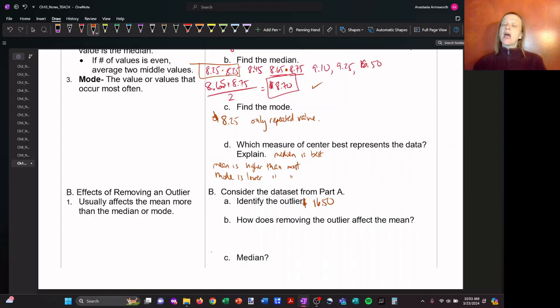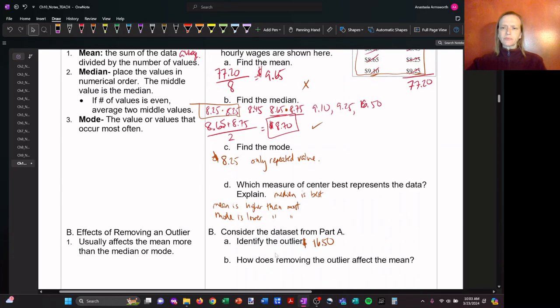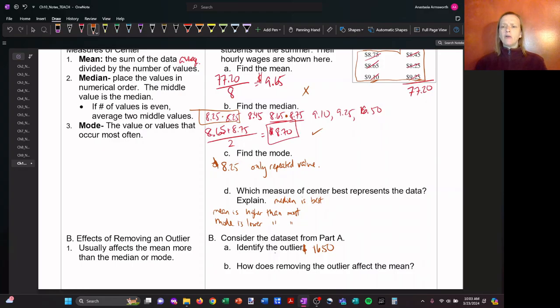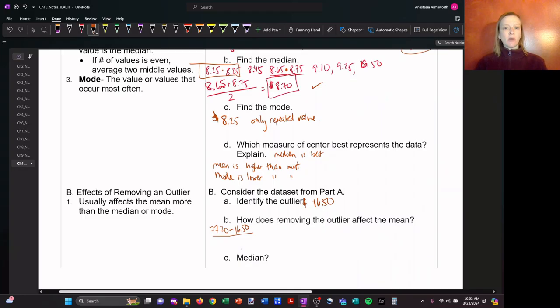What happens to my average? And what happens to my median? So what happens to these measures of center? Let's look at that. How does this affect the mean? Well, remember when I added up all 8 values in the data table, it added up to $77.20. But now I'm not going to add in that $16.50. So I'm going to subtract that one outlier value away. And because I do that, I'm not going to divide by 8 anymore. I'm only going to divide by 7, because my data set only has 7 values in it now.